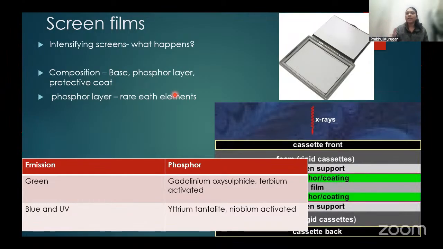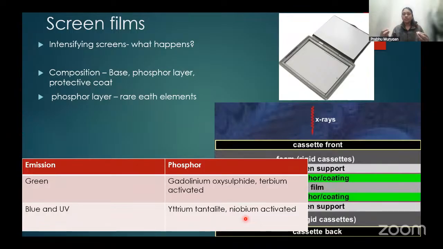Okay, so depending on the sensitivity of the screen, we tend to coat the intensifying screen with that particular rare earth element or phosphor element. For example, if the screen is sensitive to green light, then for green light emission we have to use gadolinium oxysulfide, which is activated by terbium. When we need a blue light, we should use yttrium tantalate, which is activated by niobium. Okay, so these phosphor crystals will be coated by these rare earth elements on the intensifying screens.